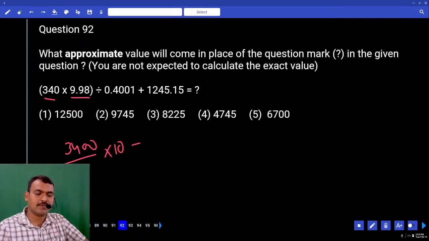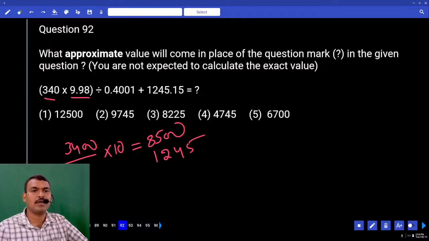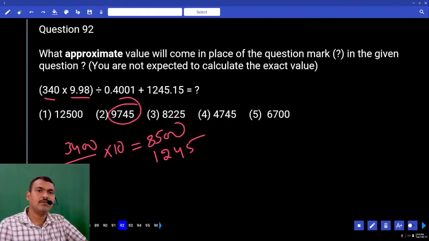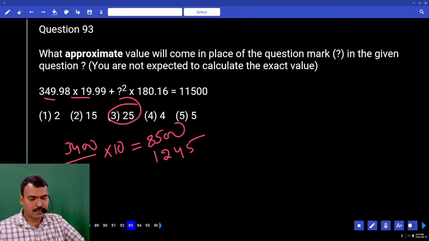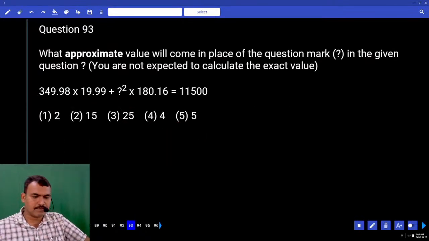What is the half of the 34,000? 17,000. Half of the 17,000? 8,500, or not? Plus how much value you are adding? 1245. What is the total answer? 9745. Next question number 93.